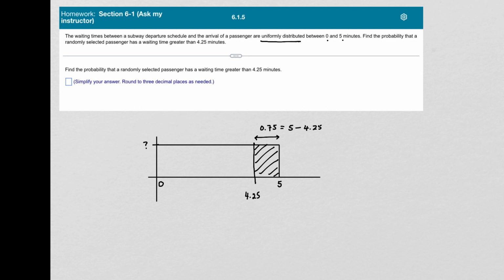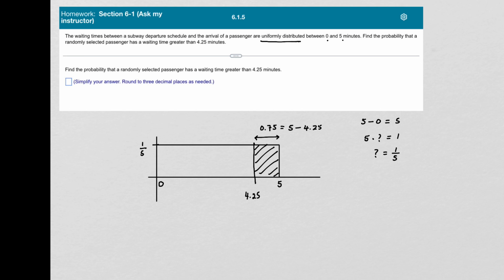To find the height, we're going to realize that the width of the total rectangle times the height has to equal 1. Since the total rectangle goes from 0 to 5, that width is 5 units, and 5 times what is equal to 1? Well, that would be 1 over 5. So this height is 1 over 5.